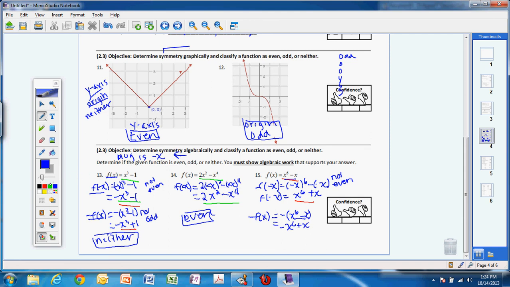Now I need to check: is this the same as this? Since we have a negative x to the 6th and a positive x to the 6th, this one is also neither, because they don't match. So that one is also neither.